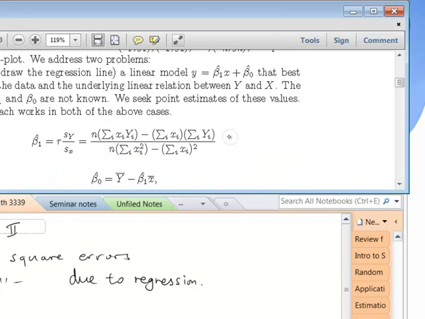As you see here in this particular formula, we have the estimation of the slope. So beta 1 hat is the point estimate for the slope of the linear regression. And of course, beta sub 0 hat is the point estimate for the offset, the y-intercept of the linear regression.